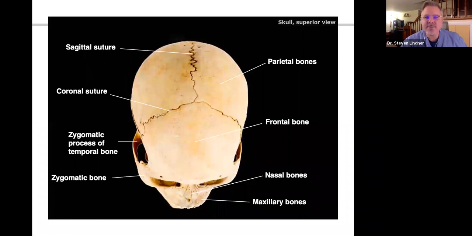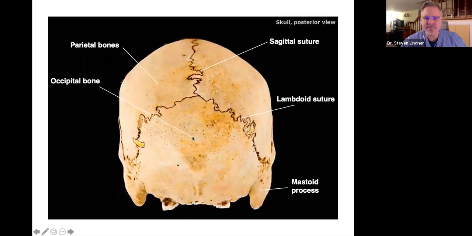Okay, so we covered the sagittal suture, the coronal suture, the two parietal bones, the frontal bone, no big deal. This is the back of the skull, so this is the occipital bone, the lambdoidal suture, sagittal suture, two parietal bones. Here's your mastoid process.